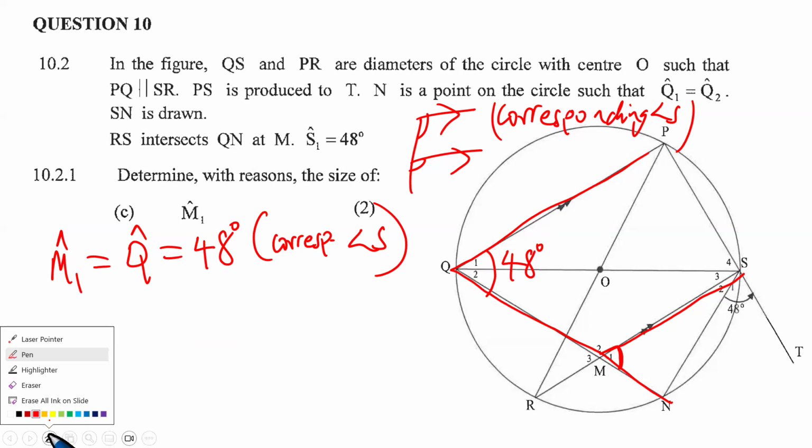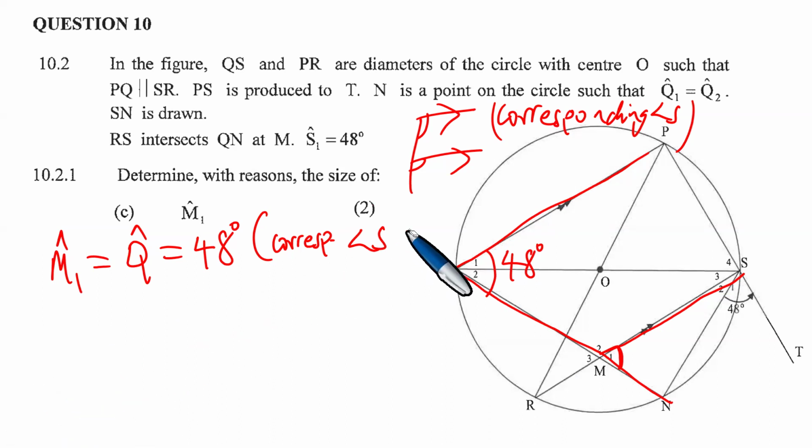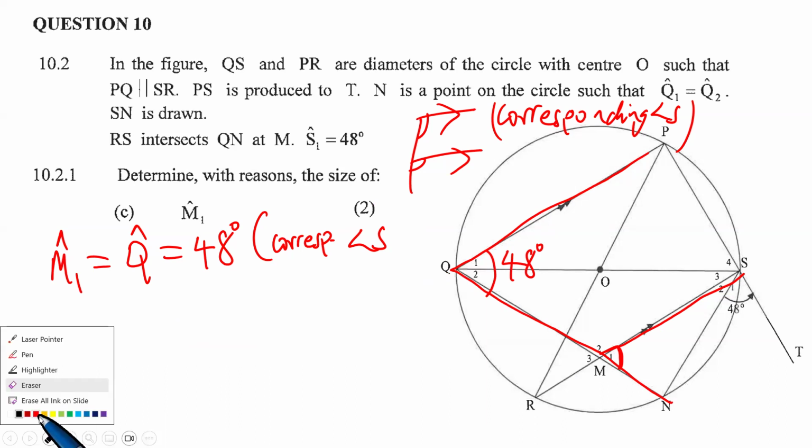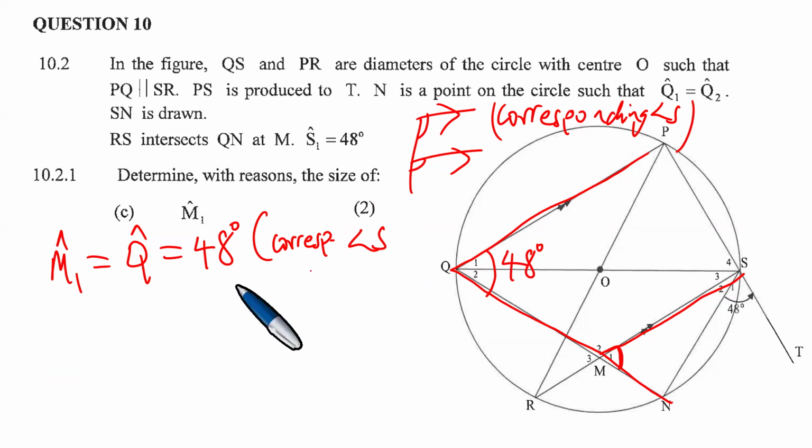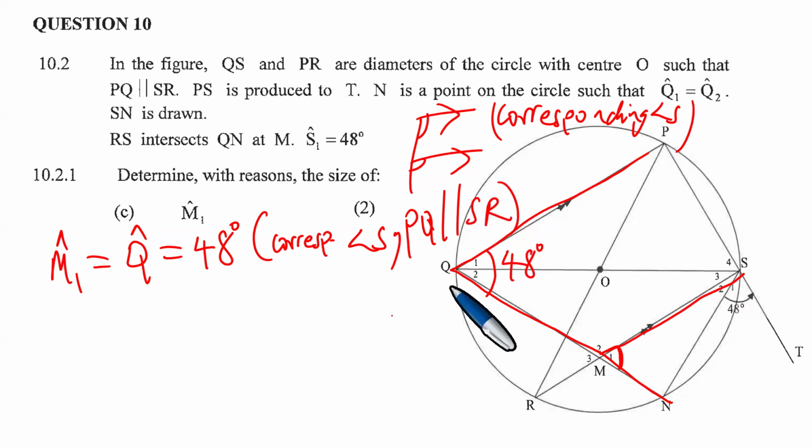Now each time you mention corresponding angles, students, learners, always remember to tell the examiner which lines are parallel. What lines are parallel here? The line PQ is parallel to the line SR. If you have parallel lines, then you have corresponding angles. Tell the examiner that way, all the time.